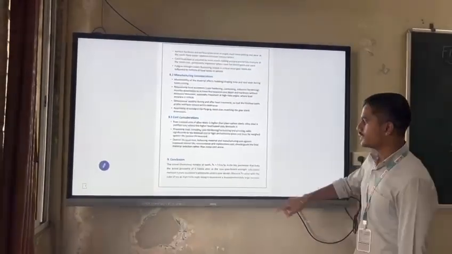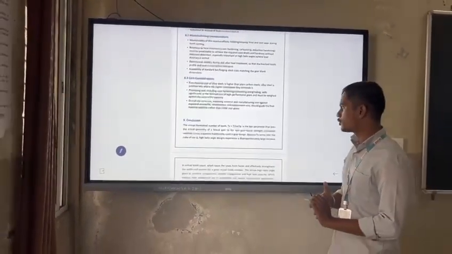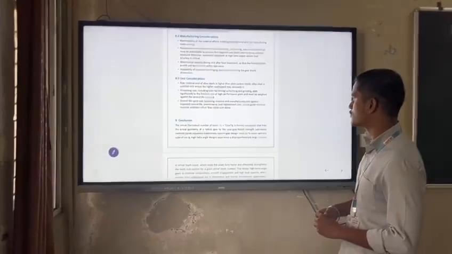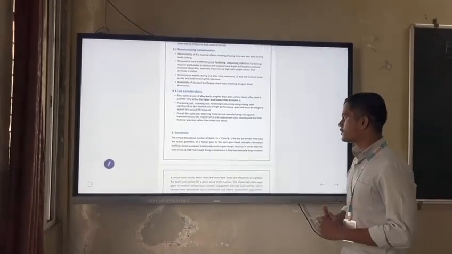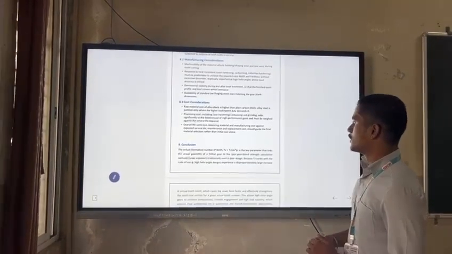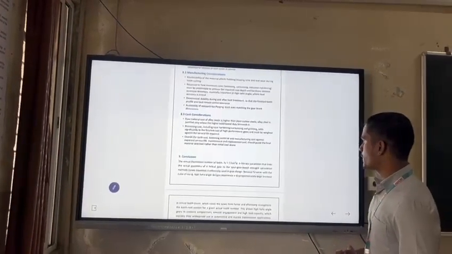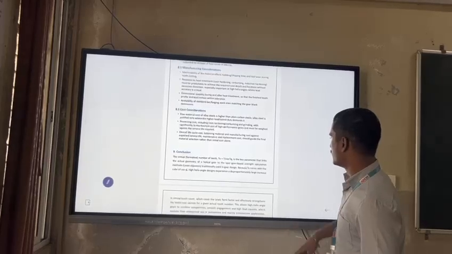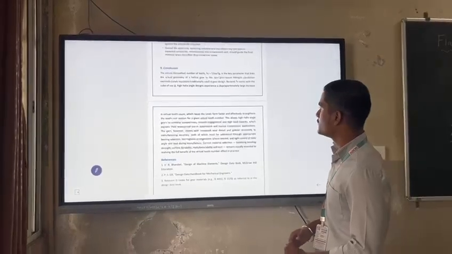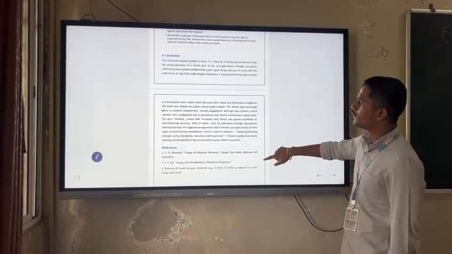The last is the conclusion: the virtual number of teeth, TV equals T upon cos cube psi, is the key parameter that links the actual geometry of helical gears to the spur gear based strength calculation methods traditionally used in gear design. Because TV varies with the cube of cos psi, high helix angle designs experience a disproportionately large increase in virtual tooth count, which raises the Lewis form factor and effectively spreads the tooth root section for a given actual tooth number.